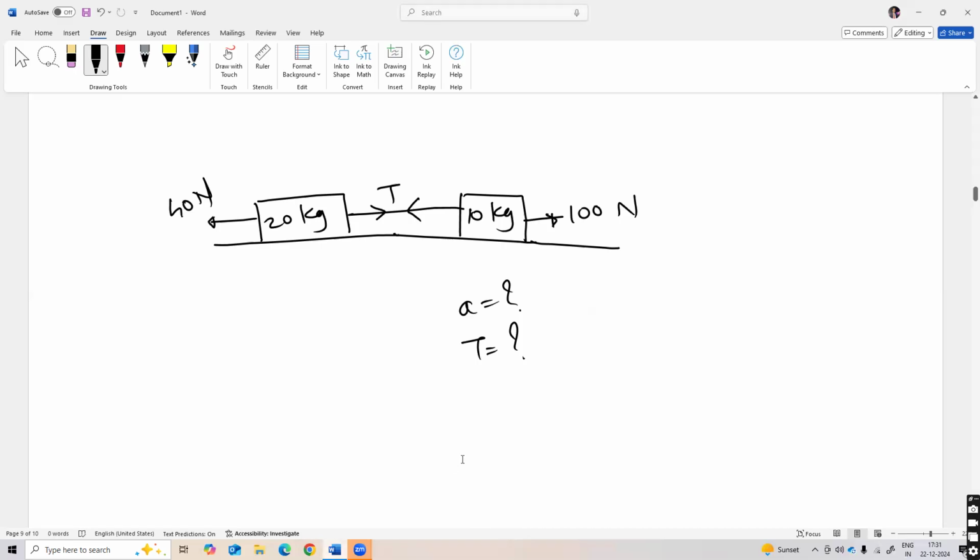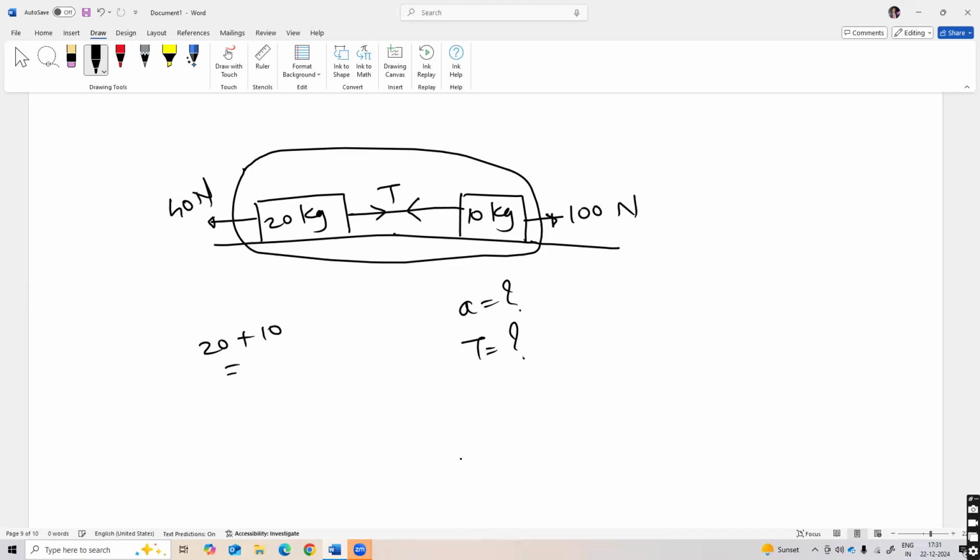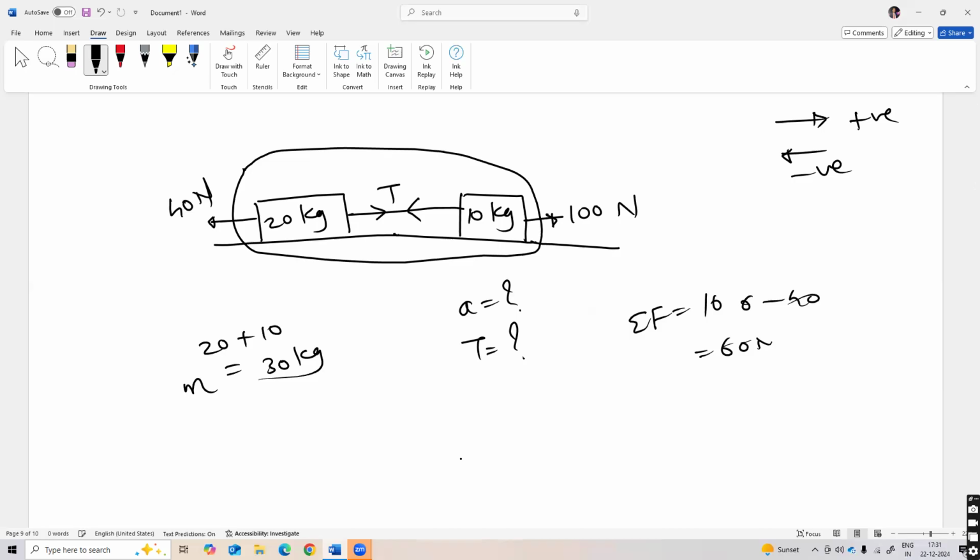So here, okay. If you consider this system, the total mass of this system is 20 plus 10, that is equal to 30 kg. Okay, total mass. And net force, if you find out, 100 Newton is towards right, 40 Newton towards left. So since more force is acting towards right, let's consider this as positive. Like forces in x right are positive, forces in left are negative. So net force you will get equal to 100 minus 40, that is equal to 60 Newton. Okay, so 60 Newton is the net force you got.